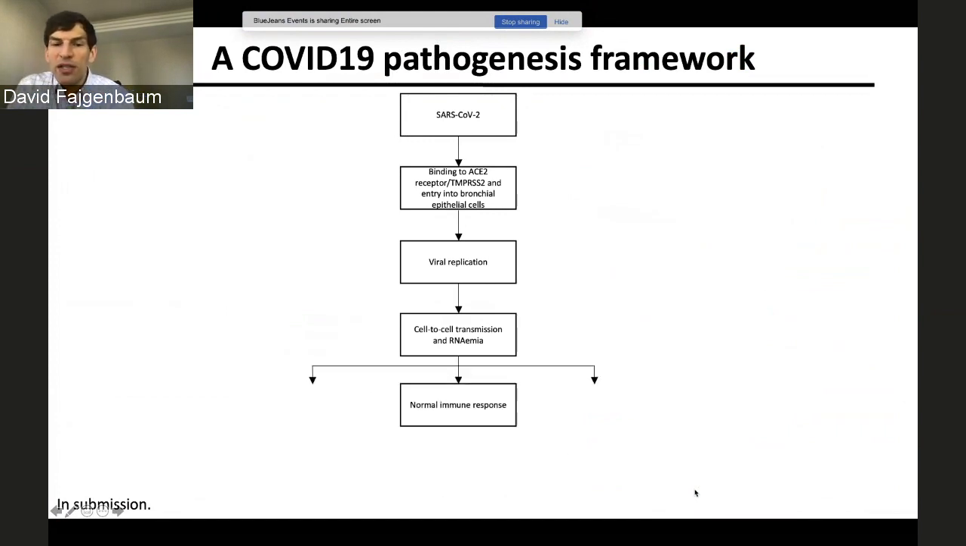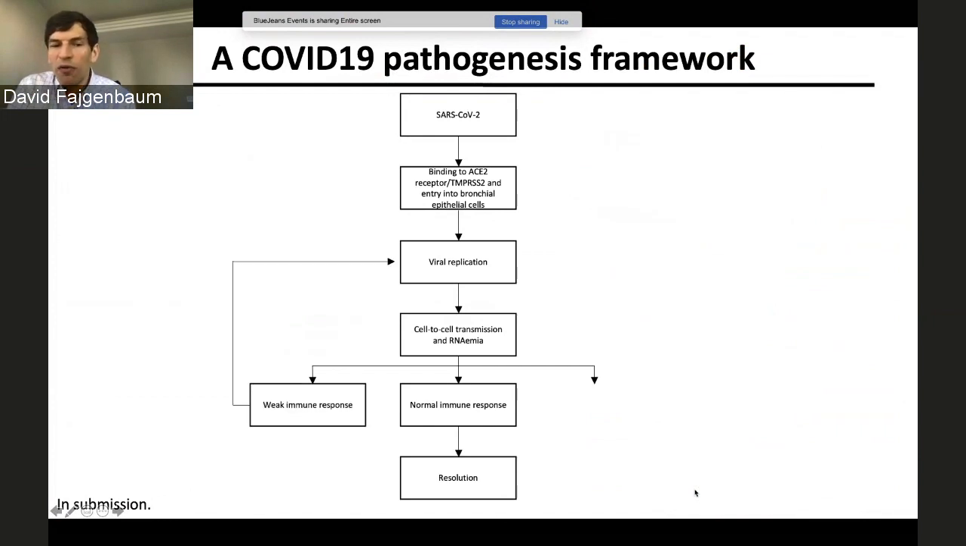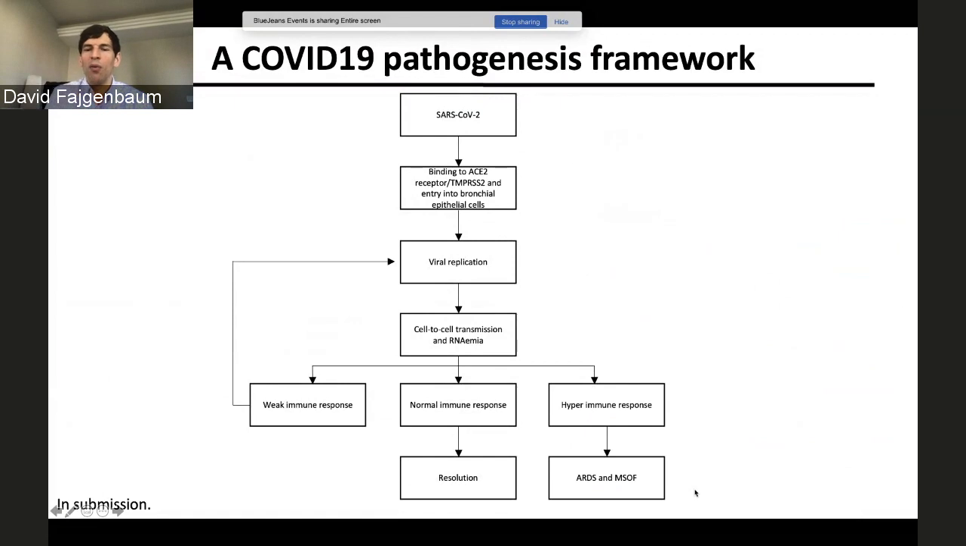And then some patients will go on to have a normal immune response and have resolution, whereas a small fraction will have a weak or suboptimal immune response, which will lead to increased viral replication. And if you continue to have a weak response, then you can get quite sick. But the hope is that if you have a weak immune response, you can modulate it and have the appropriate one. Unfortunately, some patients will have a hyperimmune response, what we're calling a cytokine storm, which can lead to ARDS and multi-system organ failure.